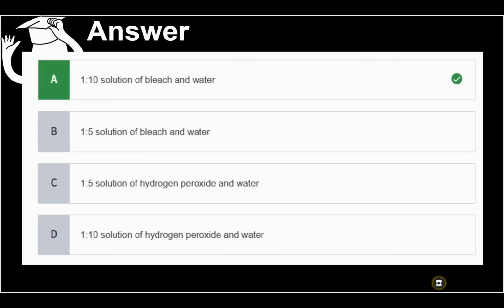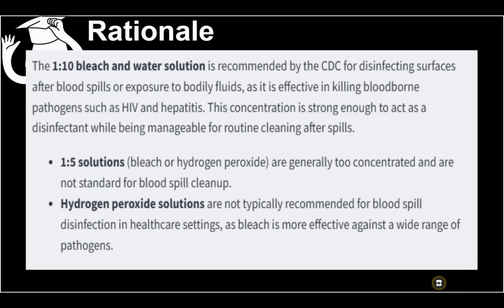The 1 to 10 bleach and water solution is recommended by the CDC for disinfecting surfaces after blood spills or exposure to bodily fluids, as it is effective in killing bloodborne pathogens like HIV and also hepatitis. This concentration is strong enough to act as a disinfectant while also being manageable for routine cleanings after spills. The ratio will never change. It will always be 1 to 10. If you're utilizing 1 cap of bleach, you're going to use 10 caps of water. If you're using 1 cup of bleach, you're going to use 10 cups of water.